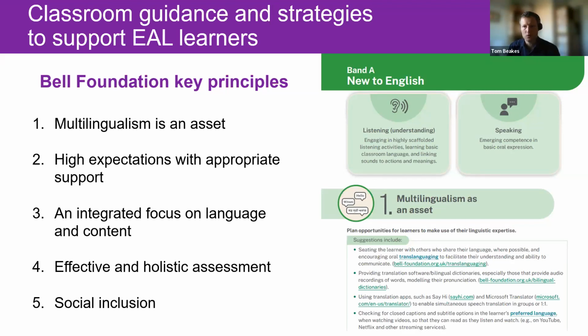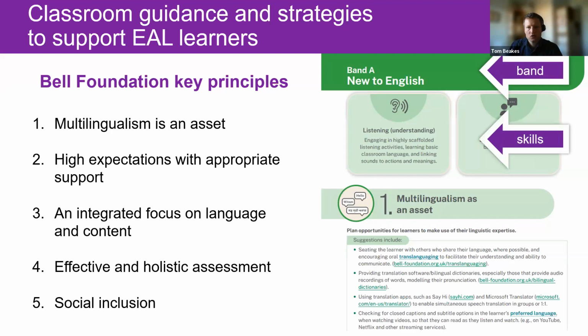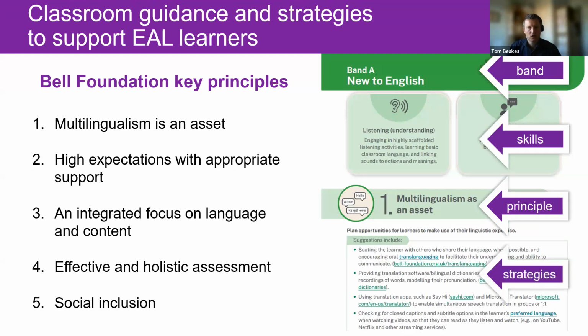Okay, so each section of the strategies is divided into bands, and you'll see each band is divided into 2 sections according to whether the strategies relate to listening and speaking or reading and writing. And within each of the skill sections, there are the 5 principles listed with the resources and strategies listed beneath them. So that's how they've been organized.